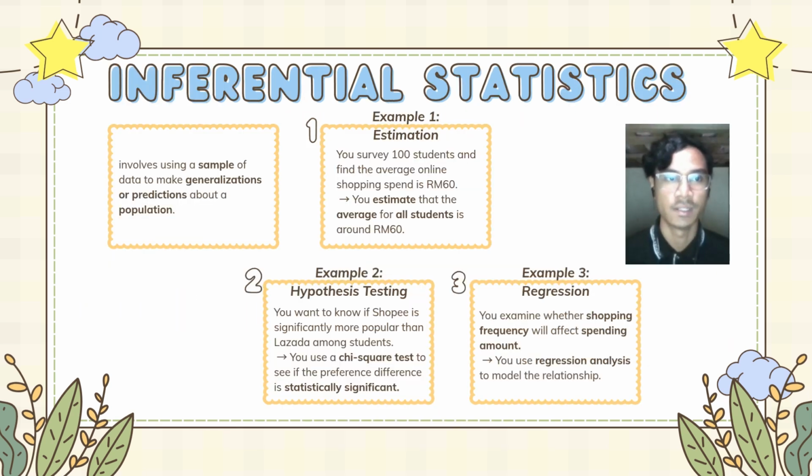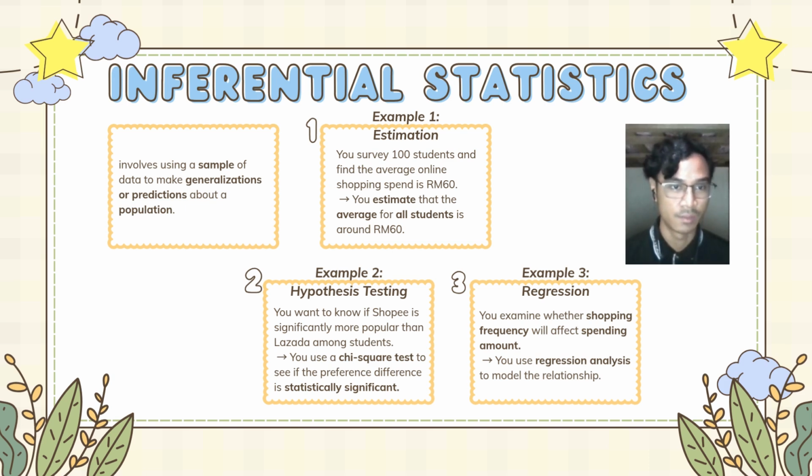Alright, lastly, inferential statistics. It involves using a sample of data to make generalizations or predictions about a population, as sometimes it is impossible to obtain all data as there are too many. There are many examples of this, but I include three. Example number one, you estimate that the average for all students is around 60 ringgit because after surveying 100 students, you find that the average online shopping spending is 60 ringgit.